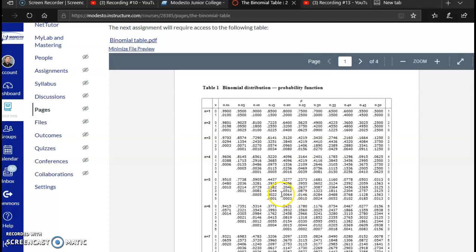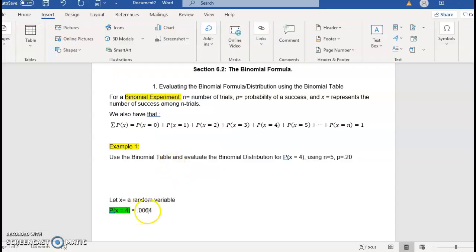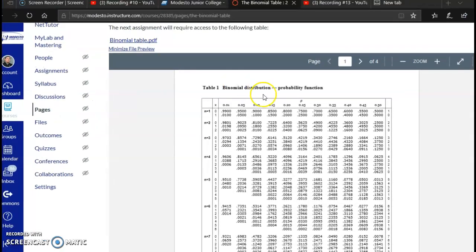From the previous answer, we should have gotten 0.0064. So it's this particular one. Let me go back to the file. And it actually matches 0.0064. So once again, because the value of p is 0.20, you're using the top row and the left column.